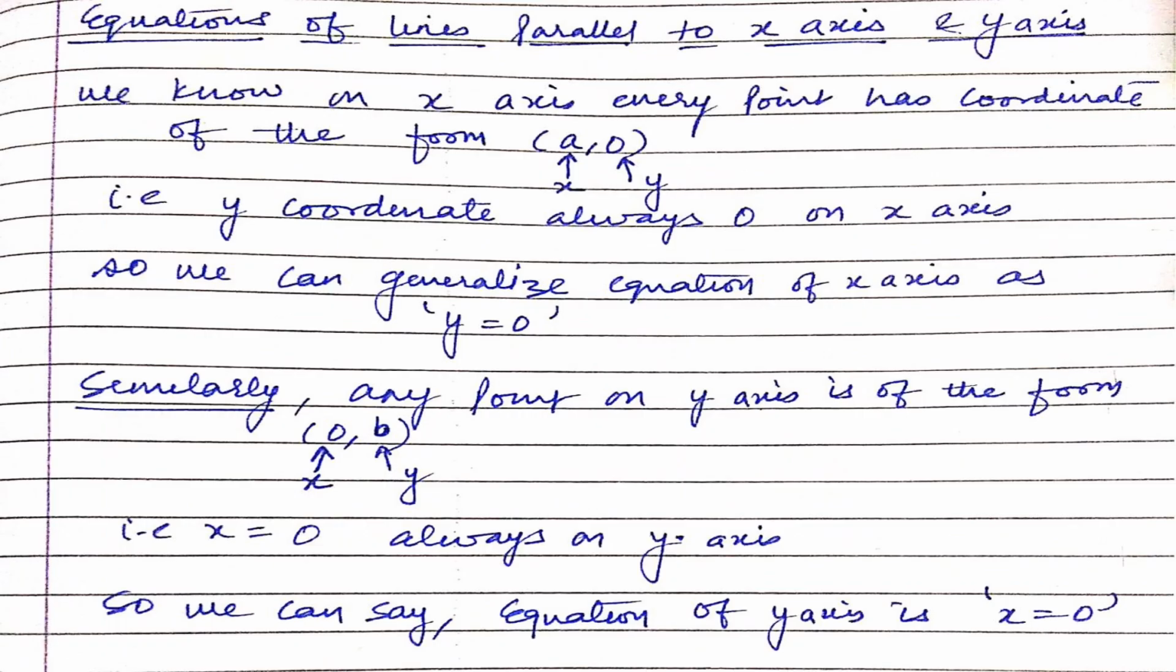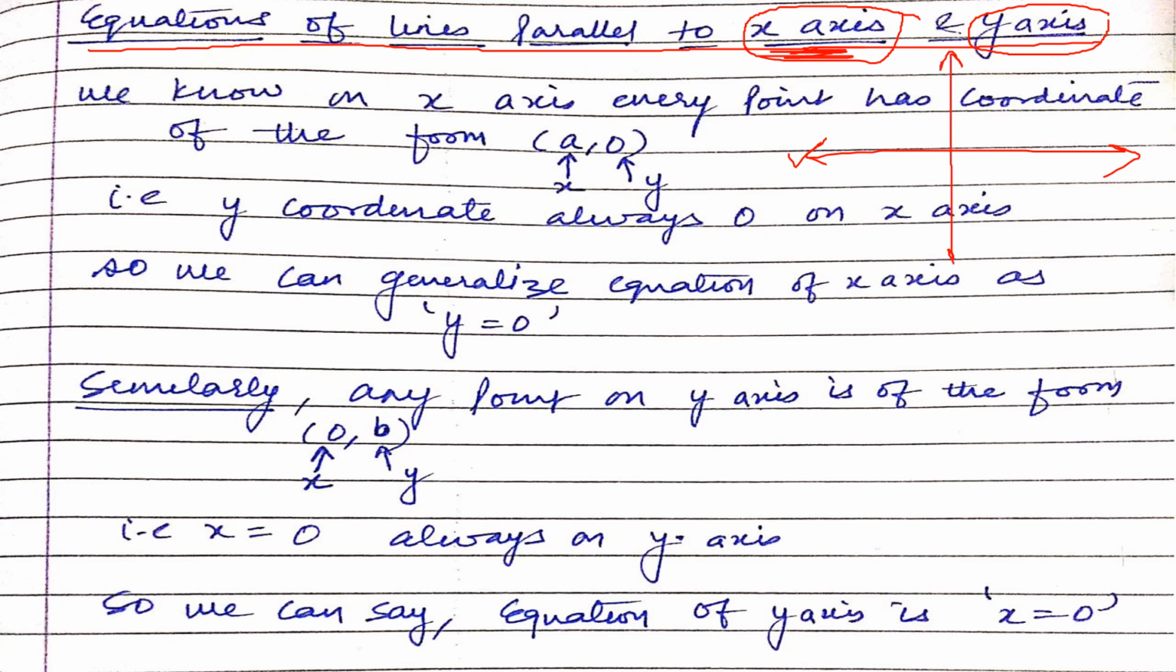New topic is equation of lines parallel to x-axis and y-axis. Before finding equation of line parallel to these axes, do we know equation of x-axis or y-axis? No, I have not told you till now. So first we need to understand what is equation of x-axis. What should we call its equation? Because it is also a line. We have seen every line has an equation, and if you observe x-axis is a horizontal line, it also should have an equation. Similarly, y-axis is also a line, it also should have an equation.